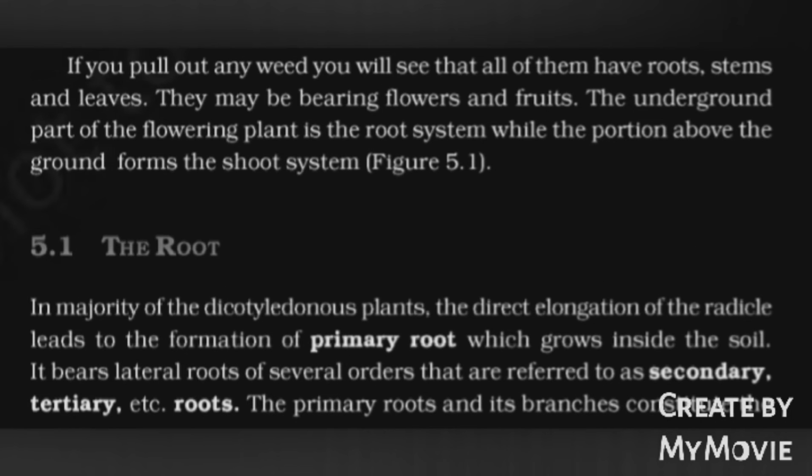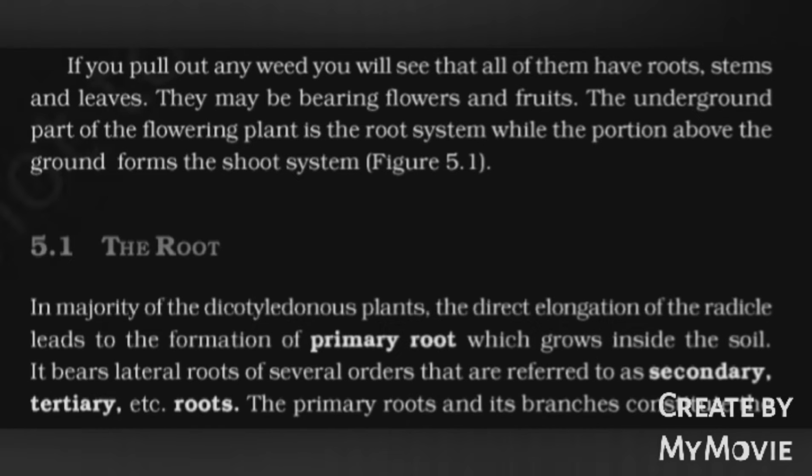If you pull out any weed, you will see that all of them have roots, stems, and leaves. They may be bearing flowers and fruits. The underground part of the flowering plant is the root system, while the portion above the ground forms the shoot system. Figure 5.1. The root.